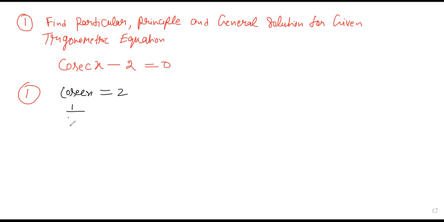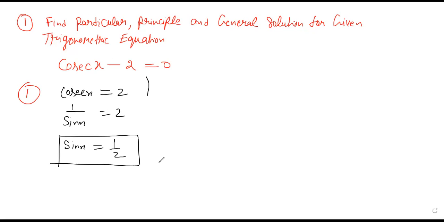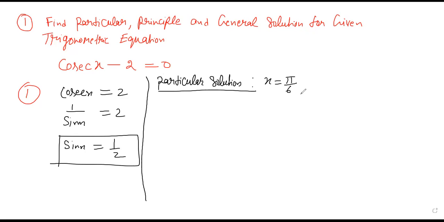So I can write 1 upon sin x equal to 2. So sin x is 1 by 2. And on sin x being 1 by 2, I can make different solutions. I know that x equal to pi by 6 will be the answer. So the particular solution: I know sin x is 1 by 2 at infinite values, but the shortest one is x equal to pi by 6. That is 30 degrees.